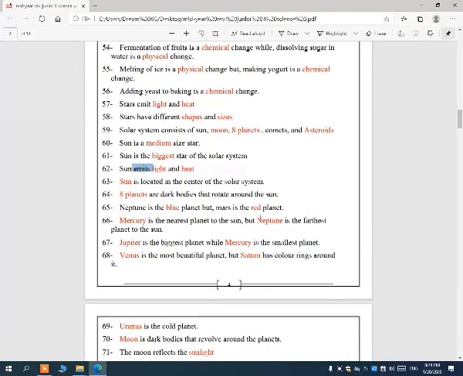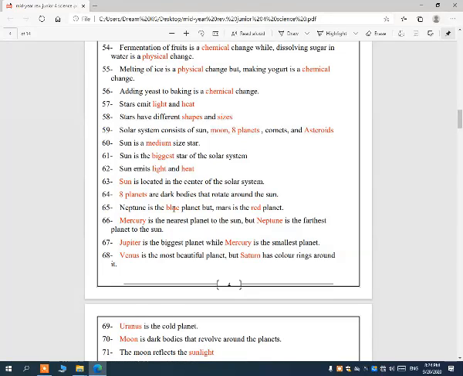63. The sun is located in the center of the solar system. Who is in the center? The sun. The sun is located in the center of the solar system. 64. The 8 planets are dark bodies that rotate around the sun in a fixed orbit. 65.